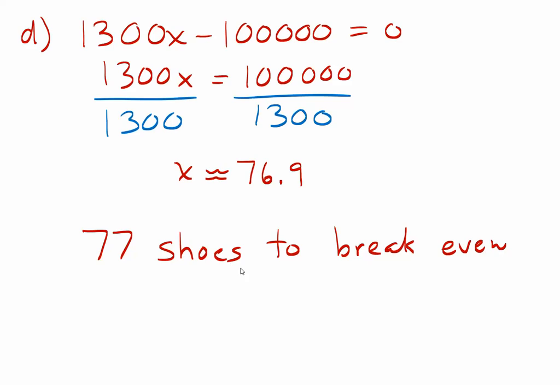Let me spell it correctly here. Not shoes. Going a little too fast there. So I got 77 shows to break even. Then from there on out, maybe, sometimes. Okay.